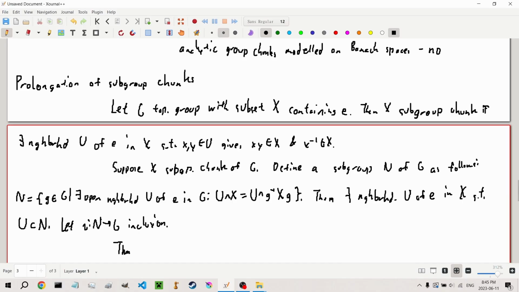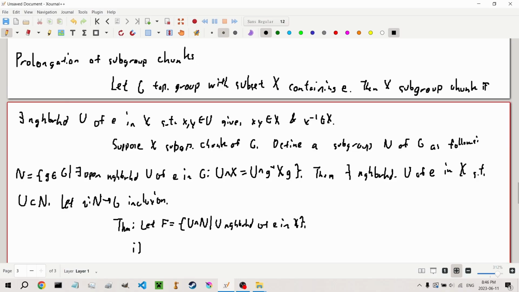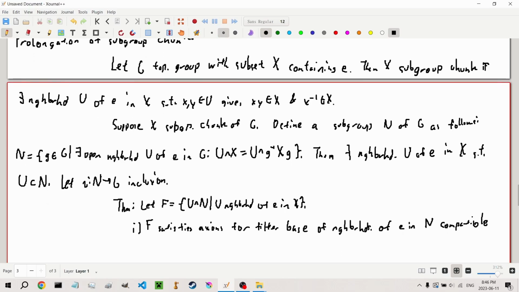Then that brings us to a theorem where we're going to let F be the set of U intersecting N, where U is a neighborhood of E in X. First off, F satisfies the axioms for being a filter base of neighborhoods of E in N compatible with the group structure.